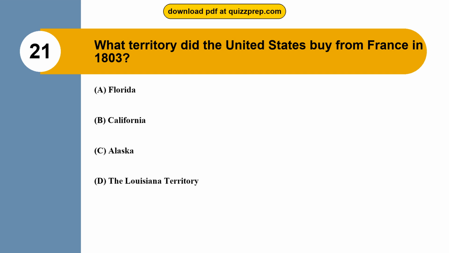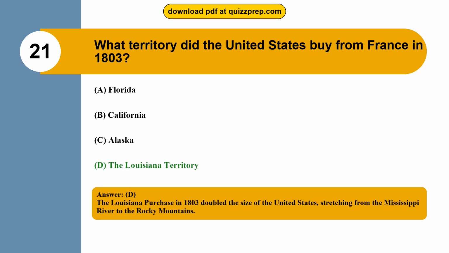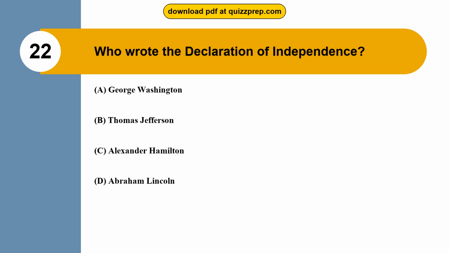Question 21. What territory did the United States buy from France in 1803? Option A, Florida. Option B, California. Option C, Alaska. Option D, the Louisiana Territory. The correct answer is option D, the Louisiana Territory. The Louisiana Purchase in 1803 doubled the size of the United States, stretching from the Mississippi River to the Rocky Mountains.